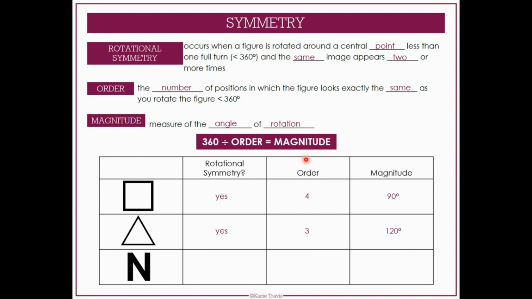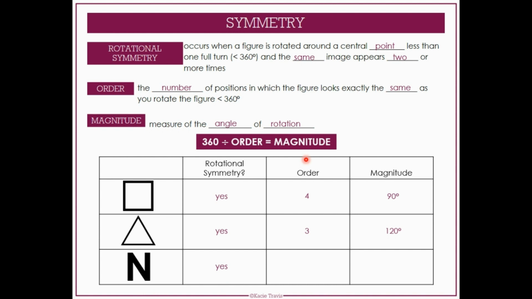All right, last one we got here is our N. Now, we said our N didn't have reflectional symmetry. Does it have rotational? Let's look. All right, we're rotating it around. So does this still look like an N as we rotate it around? Yes, it does. So this right here has rotational symmetry.